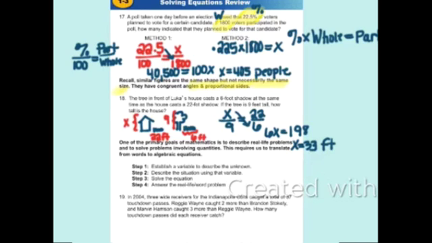Anyway, this would require us to translate from words to algebraic equations. And when we do that, the first step is to establish a variable to describe the unknown. So figure out what you want to know and assign a variable to it. Step 2 is to describe the situation using that variable. Next we solve the equation, and finally we answer the real life word problem, so including units and any other explanation that might be needed.